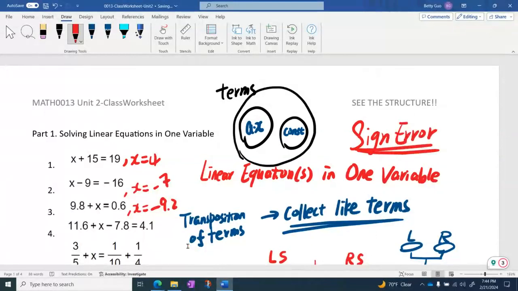You mess up a sign and the answer is incorrect. You don't get a point. And I'm not able to override for that, for the sign error, because it's an error, it's a mistake.